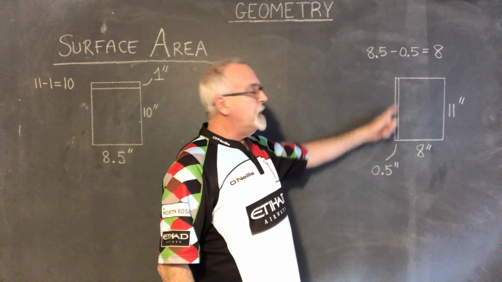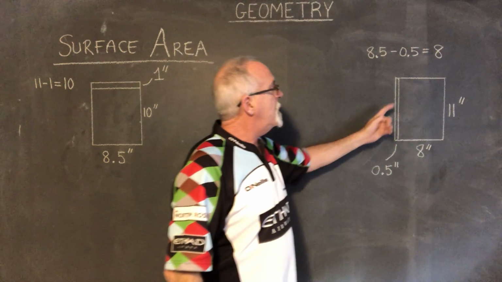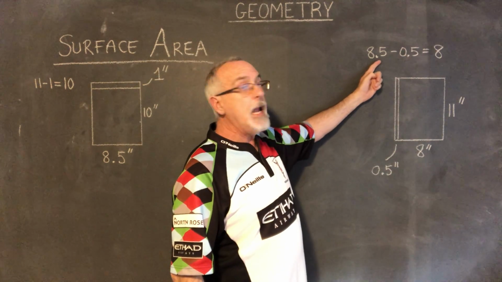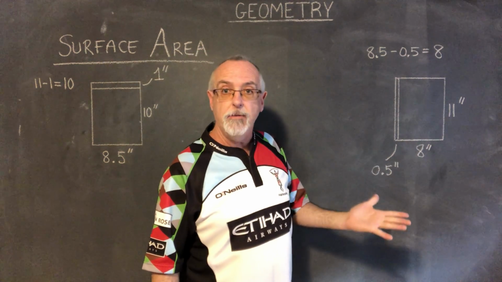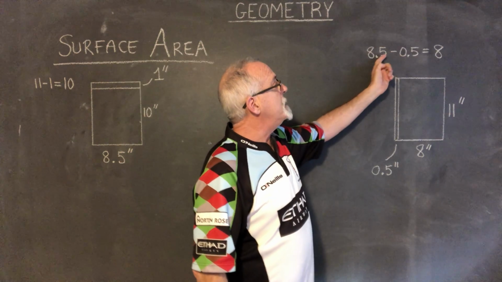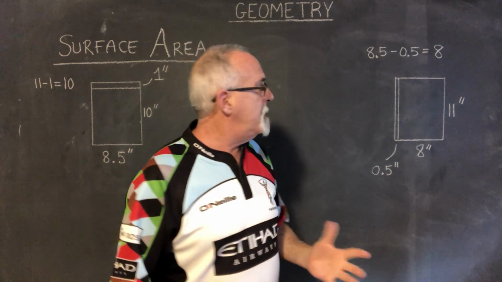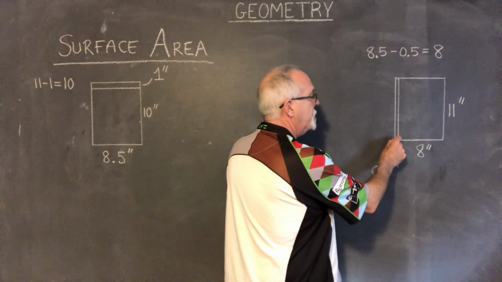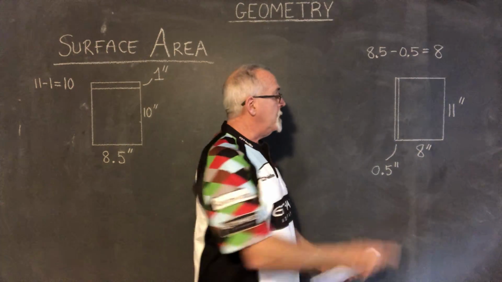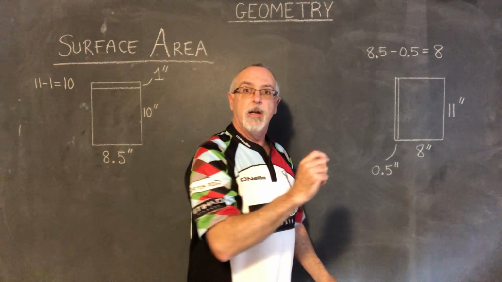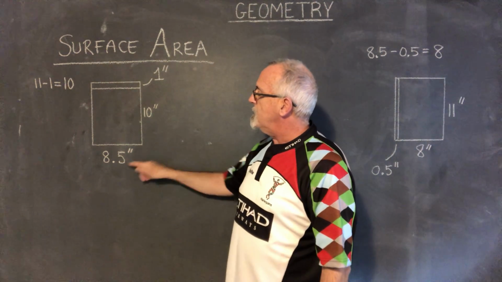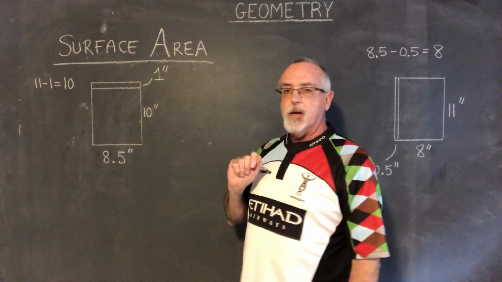Why did I only overlap ½ an inch here? Because I'm cutting off some from the 8.5 inch side. So cutting off a half means 8.5 minus a half equals 8. And that 8 is a nice clean number. This one's even cleaner. If we disregard the overlap, because we will, we have 8 inch by 11 inch. Nice easy rectangle. This one almost as easy, 8.5 inch by 10 inch.